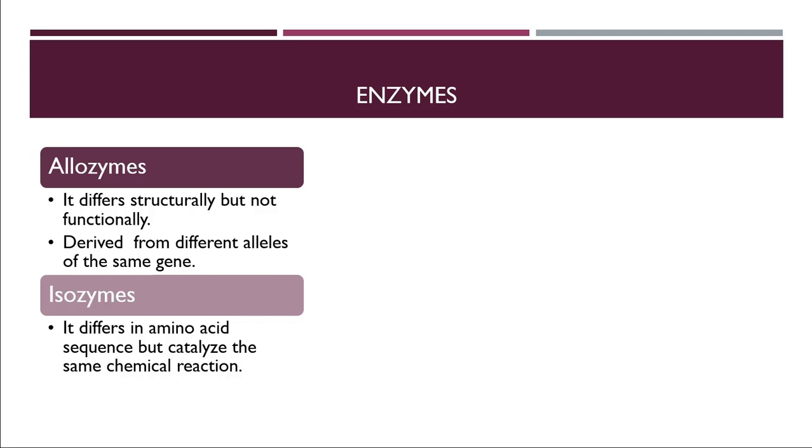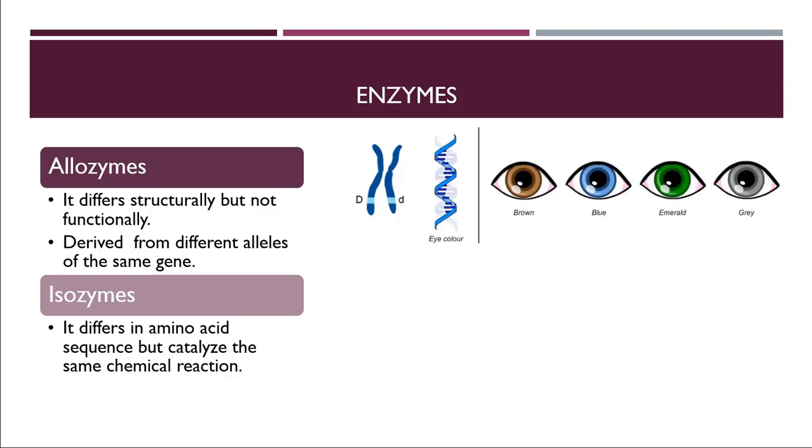Now, allozymes differ structurally but not functionally, derived from different alleles of the same gene. Now, if you have a chromosome, the chromosome has 2 alleles in it. It can have multiple alleles in there, right? So multiple alleles are going to produce multiple proteins, but they are going to function the same. So here you can see there are different eyes. The color is different, but the function is to see the whole picture. So they all can see, right? But only the color is different. So here they are doing the same function, but they are structurally different.